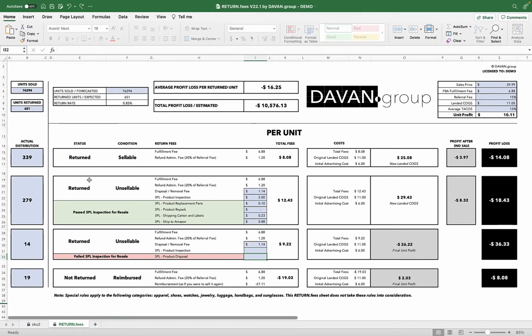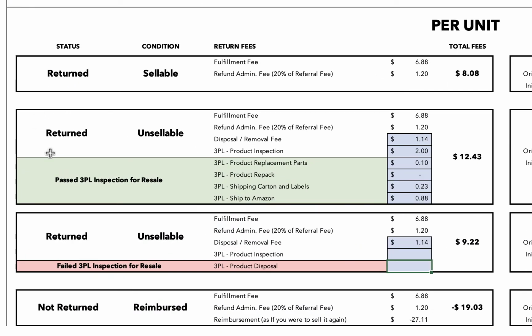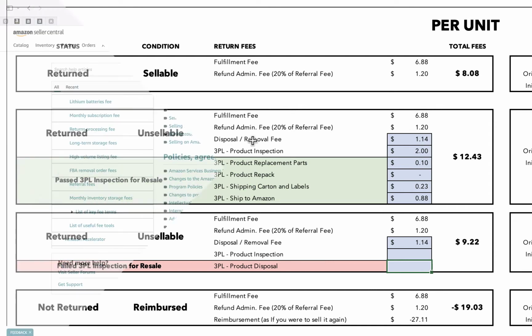Okay, so moving on to the second scenario. Again, a customer has returned a unit. Amazon looked at this and said that it's in unsellable condition. So what happens in this case? Well, you've lost your fulfillment fee. You've also lost the refund administration fee, same as before. But now you have to pay to either dispose of or remove this unit. This is a fee that is calculated based on your size tier, and we'll show you where to find that.